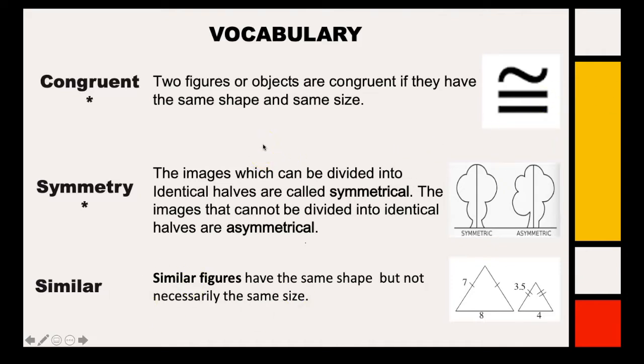Symmetry is when you divide something in half. If you can divide it into a half using a line of symmetry, it gives you identical figures. It will give you identical halves. When an image is divided and it doesn't give you an identical half, it's called asymmetrical. So I want to make sure you know that word too, or just get familiar with those words. Similar figures have the same shape, but not necessarily the same size. So they can be a bigger and a smaller version of itself, the exact same shape, just one is bigger and one is smaller.